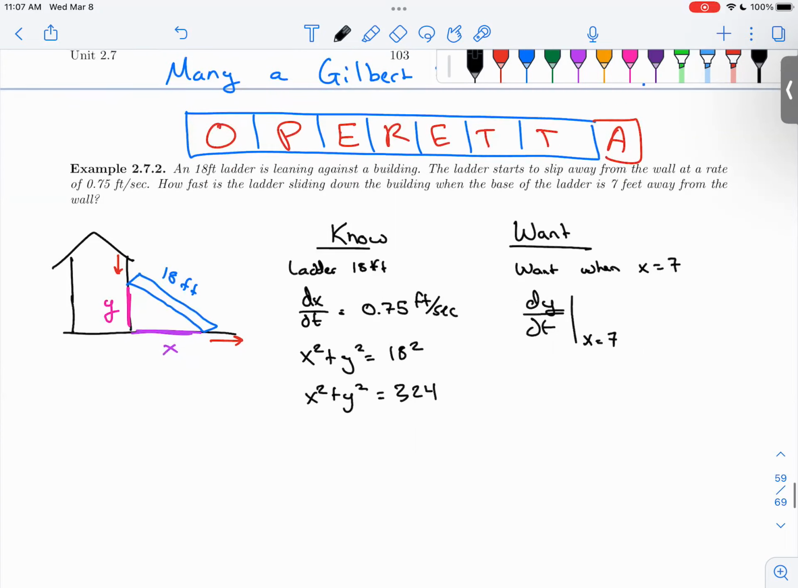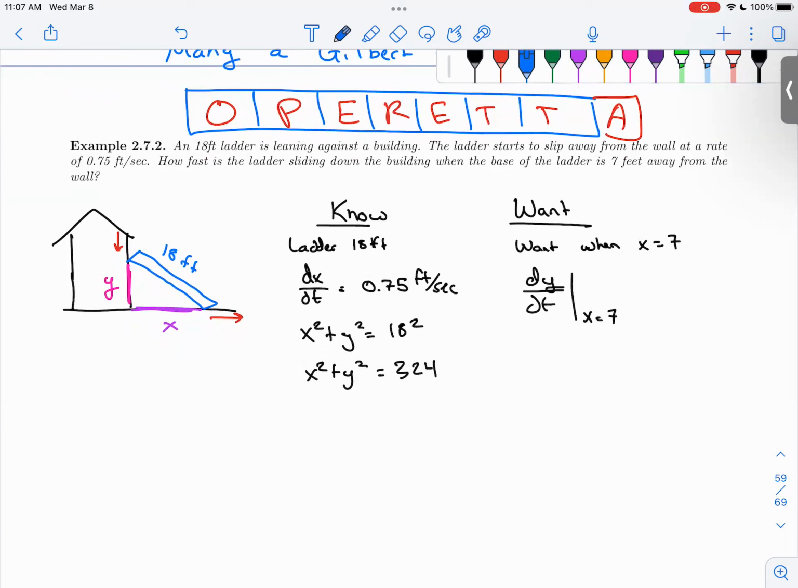So we're going to differentiate with respect to t. So d/dt of the left-hand side is going to equal d/dt of the right-hand side. And so d/dt of x squared plus y squared equals d/dt of 324. Notice that this makes sense, by the way, that the derivative of the hypotenuse is going to be 0 because there's no change in the hypotenuse. The ladder is staying fixed at 18, so it doesn't change its rate.